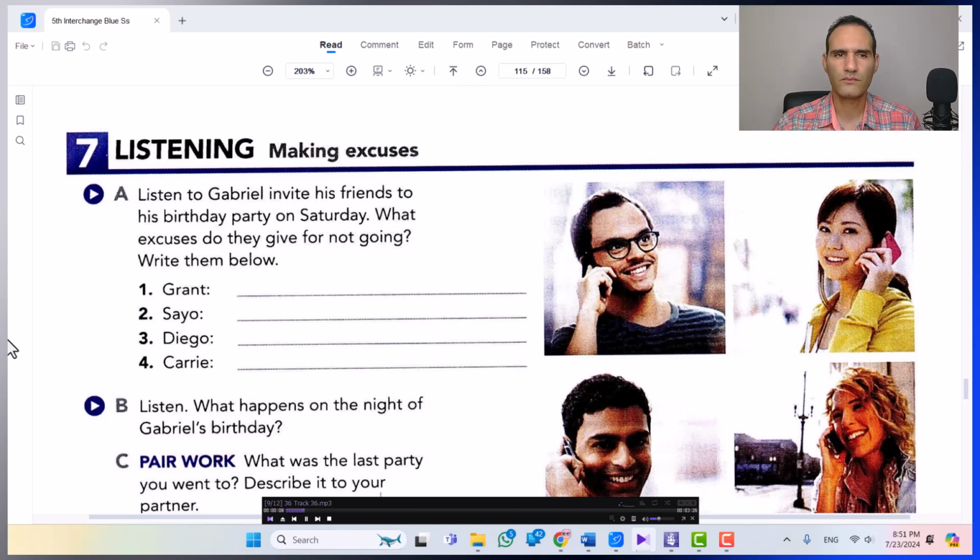Part A. Listen to Gabriel invite his friends to his birthday party on Saturday. What excuses do they give for not going? Write them below. So, as you see, Gabriel is inviting four of his friends to his birthday party on Saturday, but each of them provides an excuse for not going to the party. Please take notes and see what each person says. Ready? Let's go.